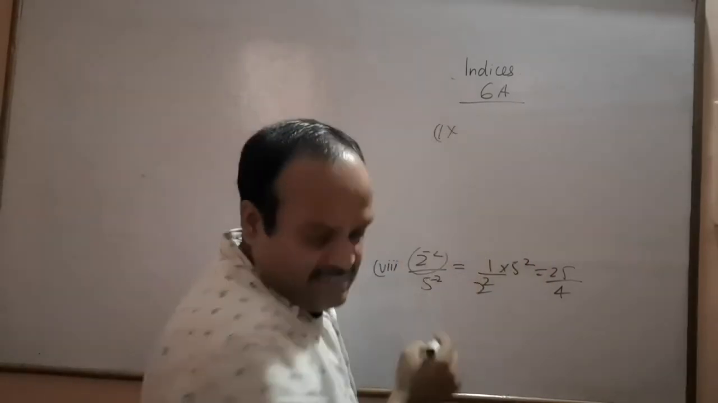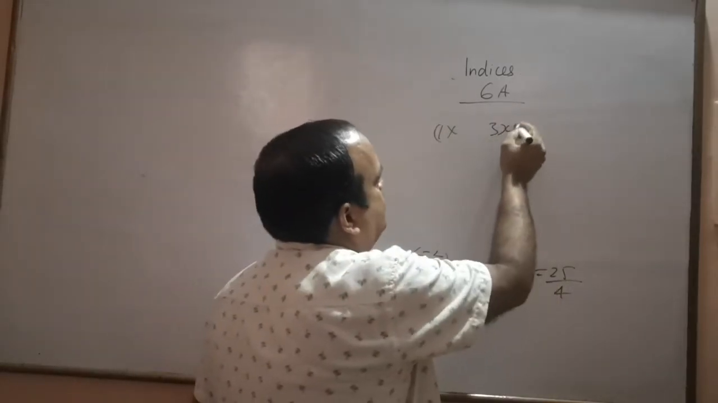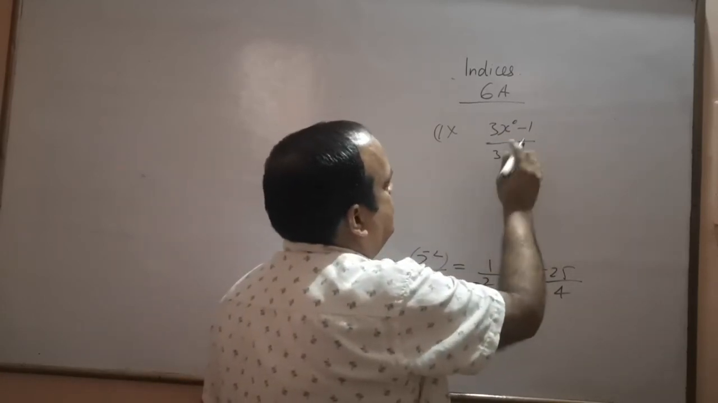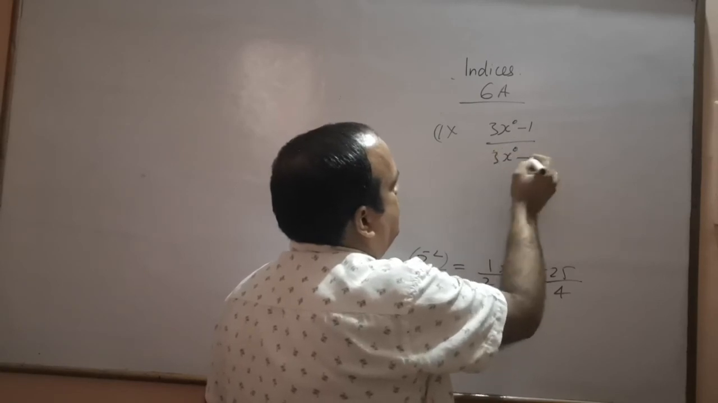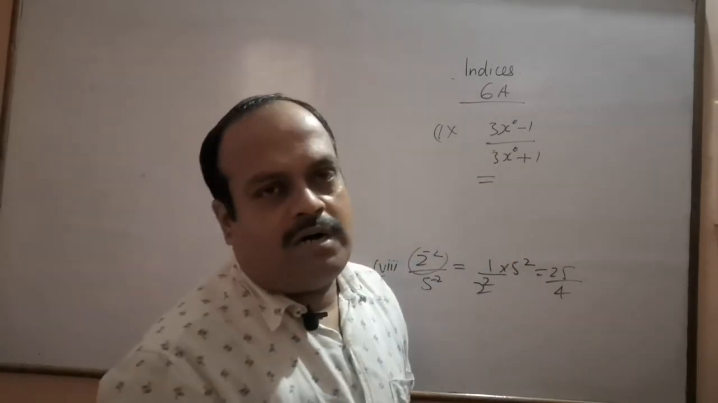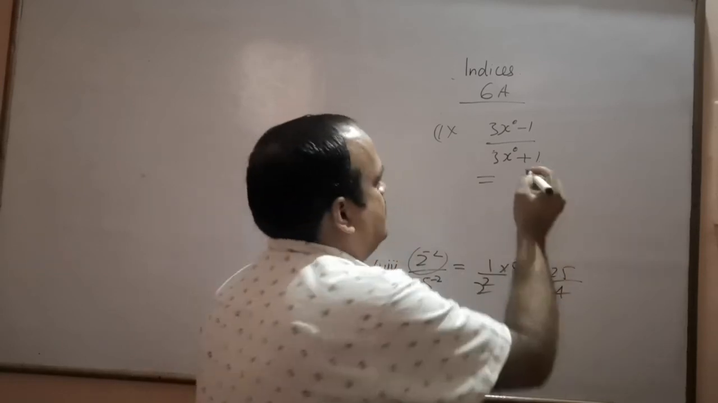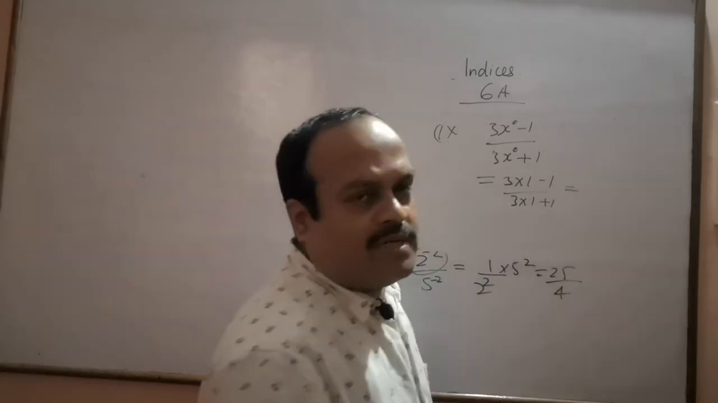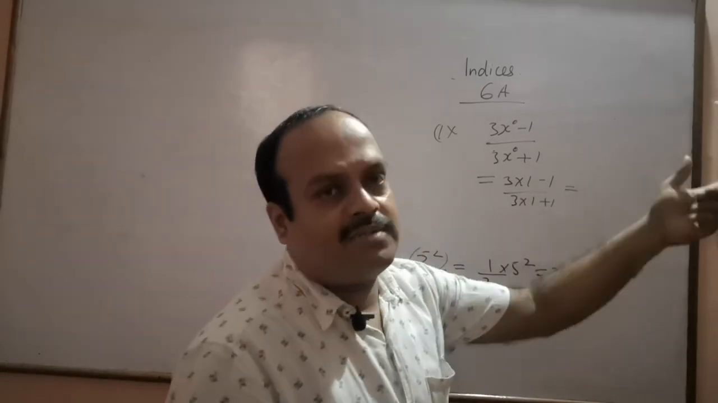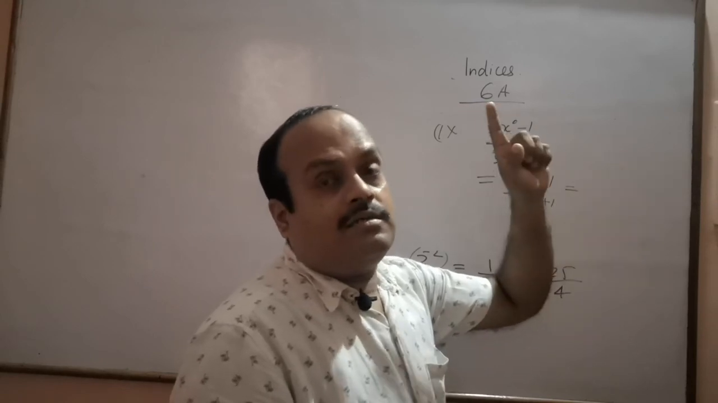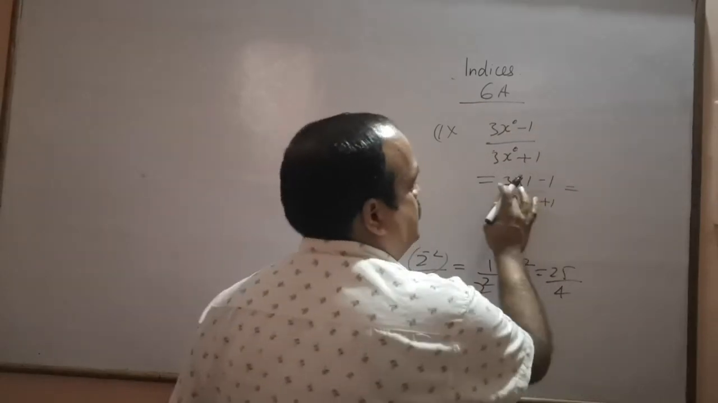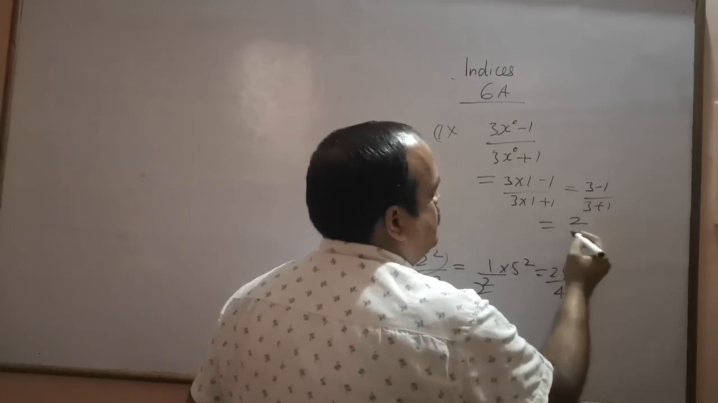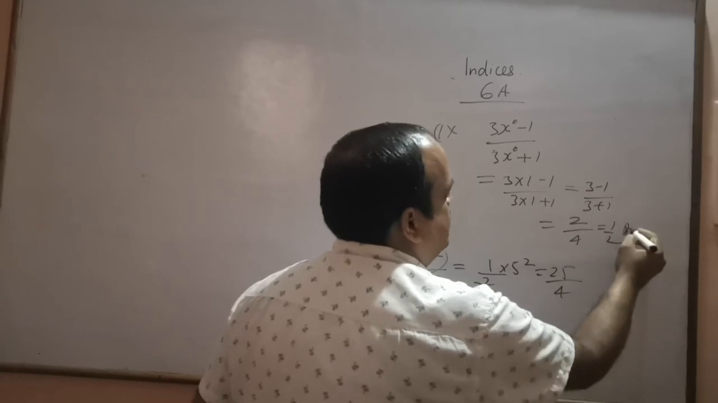Another number, ninth part, the last part. What is that? 3x to the power 0 minus 1 upon 3x to the power 0 plus 1. As I told you, x to the power 0 is 1. So 3 into 1 minus 1, 3 into 1 plus 1. You know that first the multiplication will be done, then subtraction. BODMAS rule says that the subtraction must be done at last. So first do the multiplication: 3 minus 1, 3 plus 1, 3 minus 1 is 2, 3 plus 1 is 4. So 1 upon 2 is the answer.